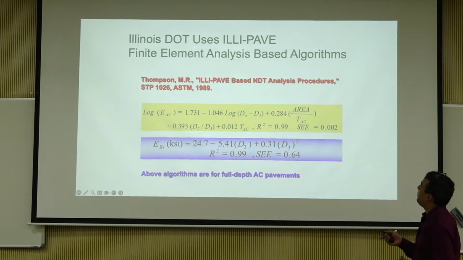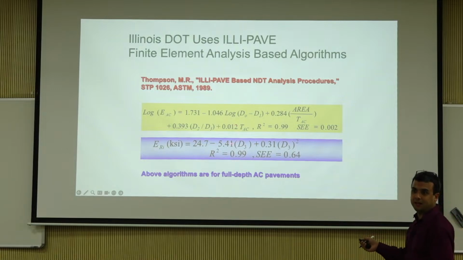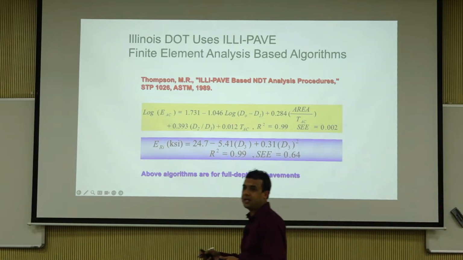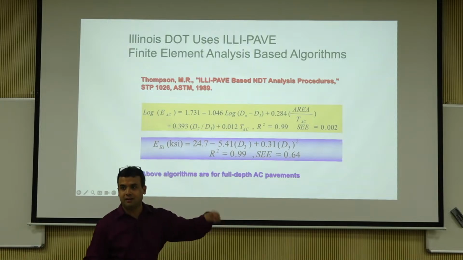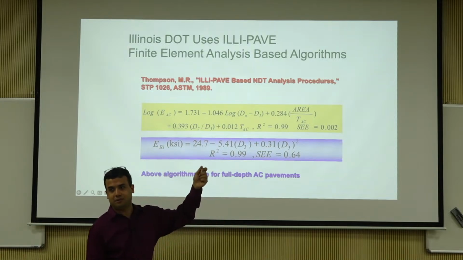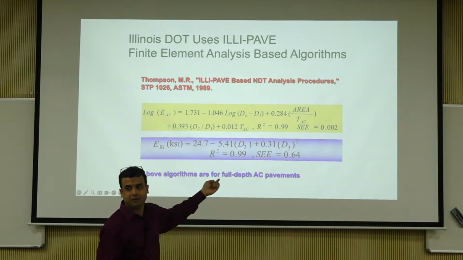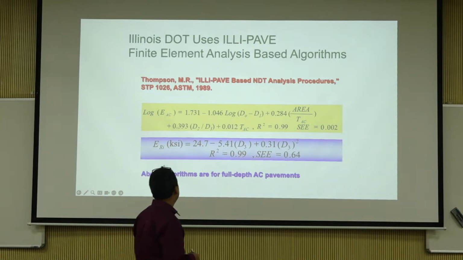So this is again Illipave based log EAC modulus. Look here, this is what I was talking about. Look at the EAC, this is asphalt modulus. What are the inputs? D0, D1, area, temperature, D2, D3 and thickness. What does that mean? A DOT engineer running an FWD test in the field can calculate this on the spot using an Excel spreadsheet or something, or even a calculator if they're good, right?